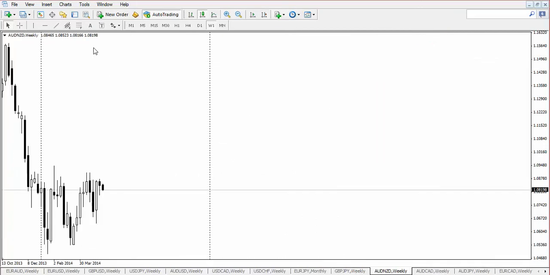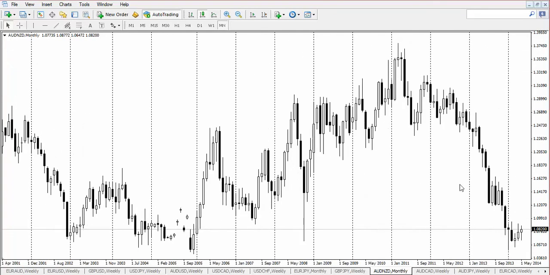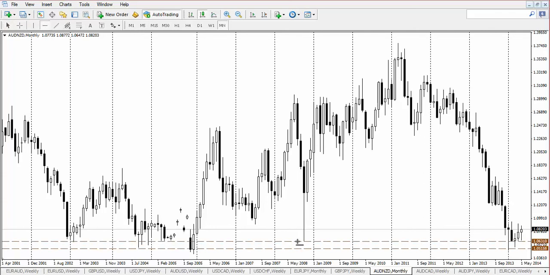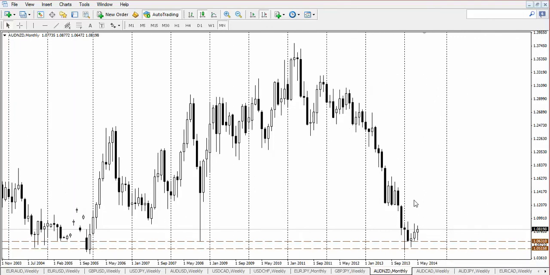The Aussie dollar, the Aussie Kiwi. If we look at the monthly here, there's this huge monthly move down, and it literally stopped dead in its tracks down at this previous level of support down here. So this area, 1.051, is obviously really strong. This zone down here is really strong. There's probably a lot of buyers and bulls sitting around in this area.